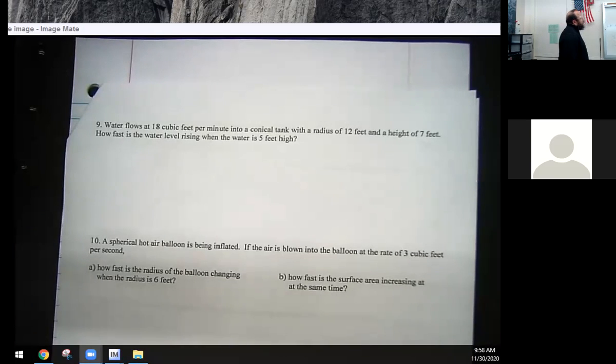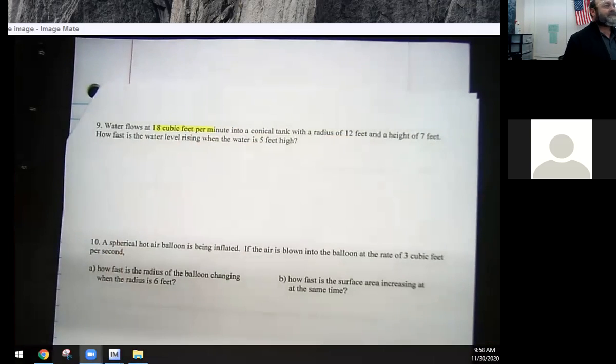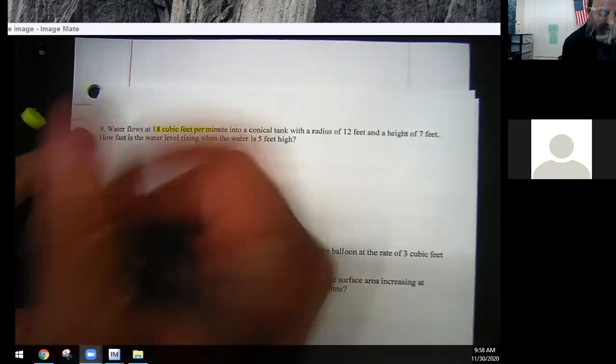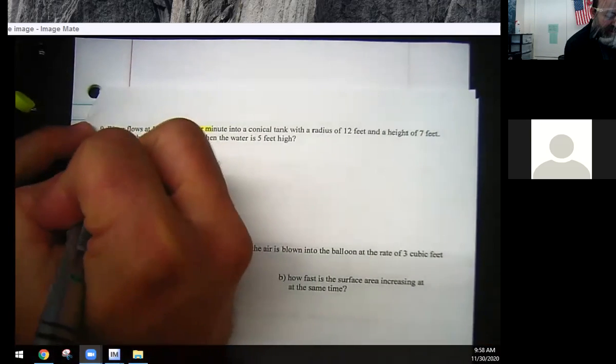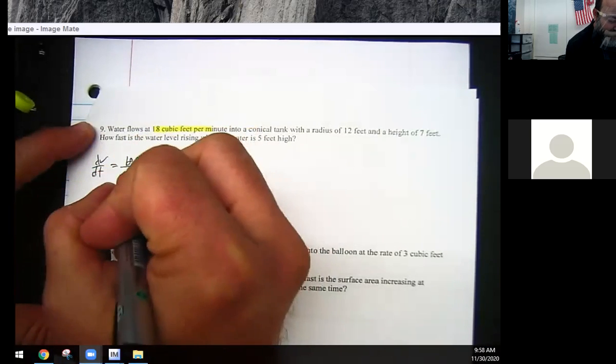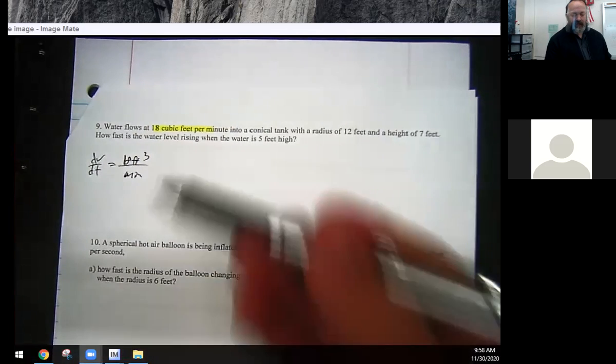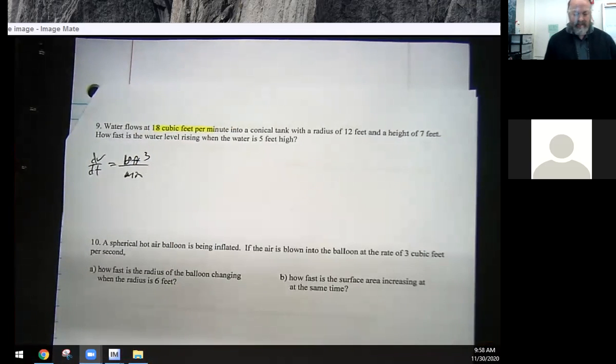So figure out what we've got here. We've got water that's flowing in at 18 cubic feet per minute. What piece of data is being described by this? That's dV/dt. The problem is handing me dV/dt is 18 cubic feet per minute. You can tell that volume is cubic feet, time is minutes. That makes sense.